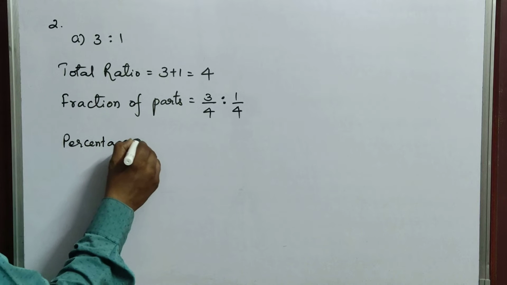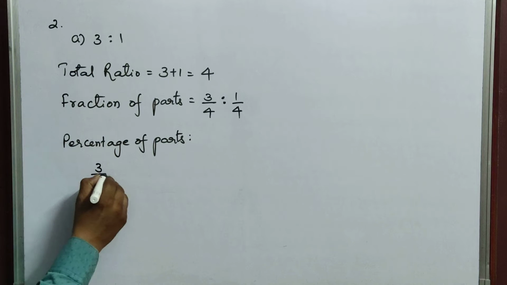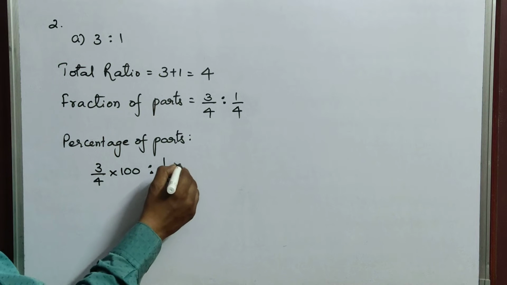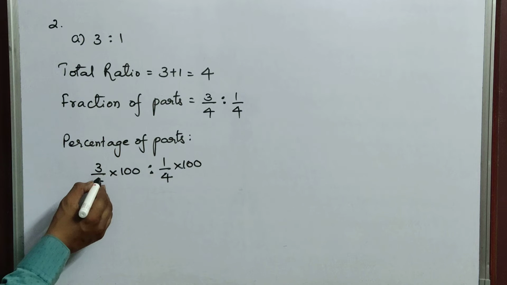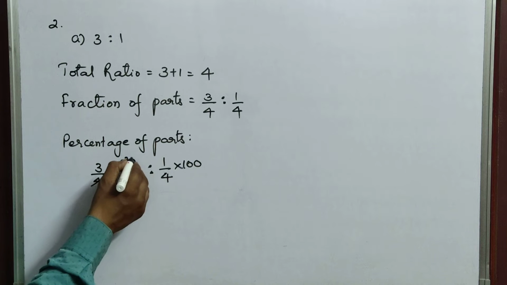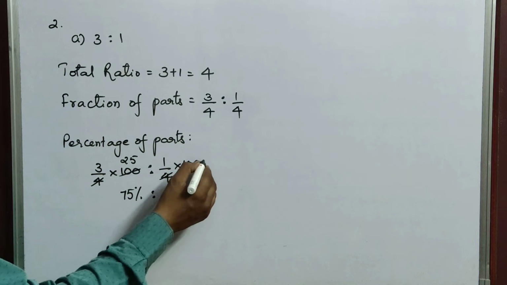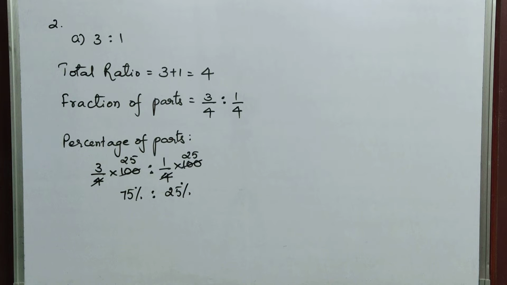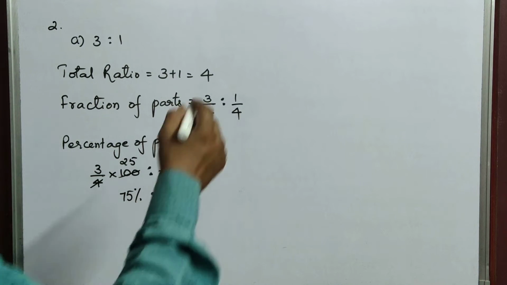So percentage of parts equals 3 by 4 into 100 is to 1 by 4 into 100. 4 ones are 4, 4 25s. So 3 25s are 75% is to 25%. Okay children, is it clear now? If I solve the next sum, you will understand very nicely. Okay, see the B bit.